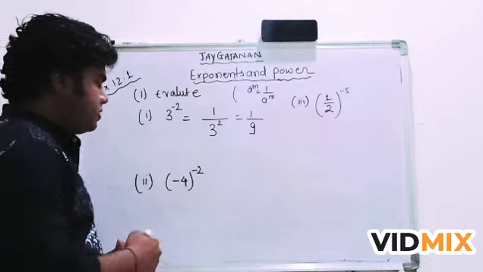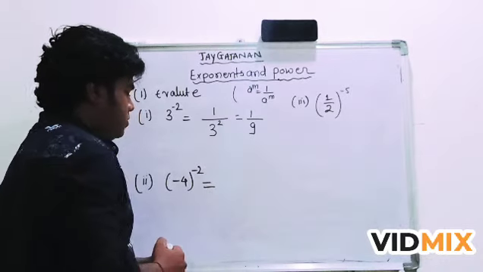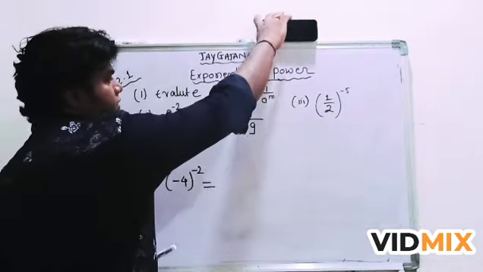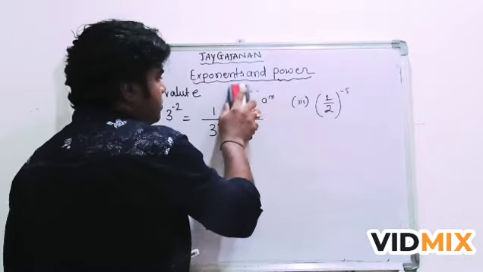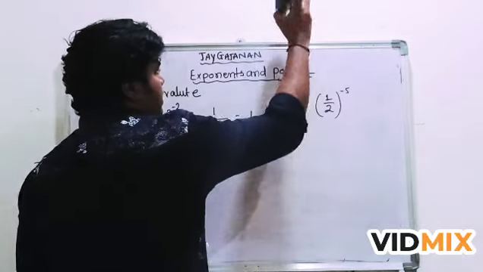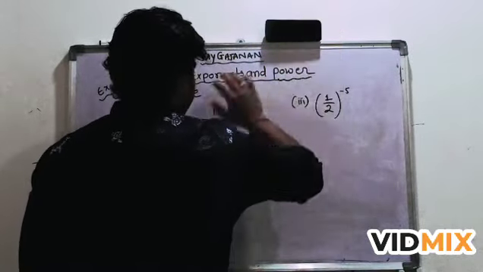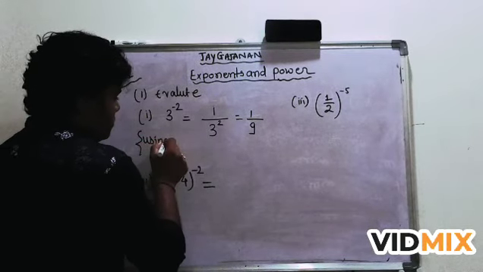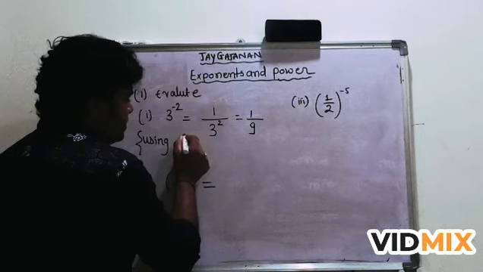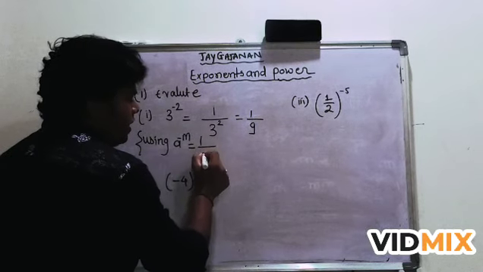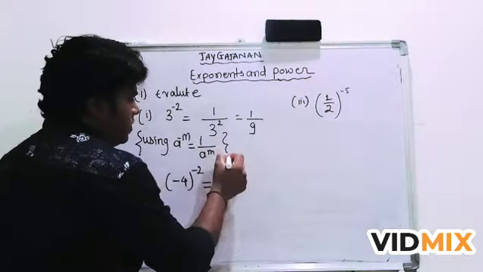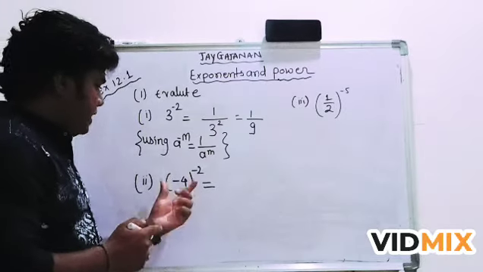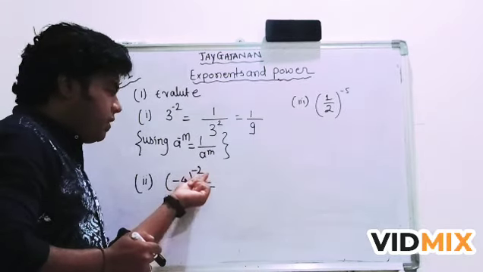Now let us go to the next question. Question number 2. I will rub this out, it looks a bit messy, so I just rub it out. I will be using a to the power minus m is equal to 1 upon a to the power m. Alright. So now in the next question, minus 4 to the power minus 2.